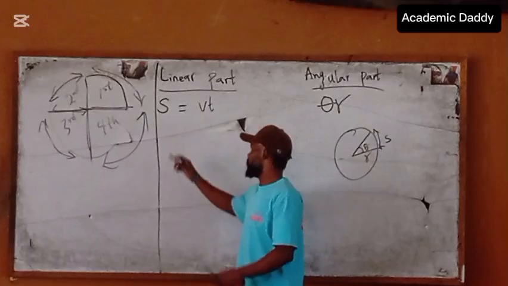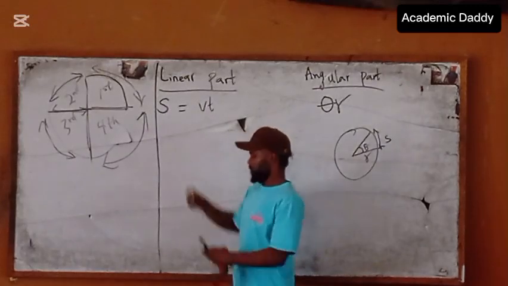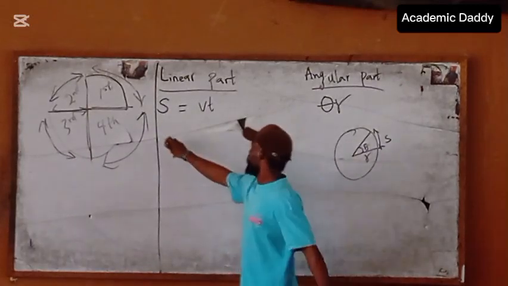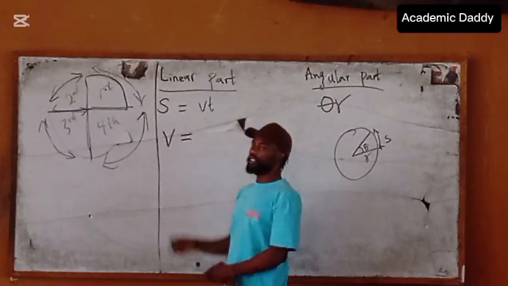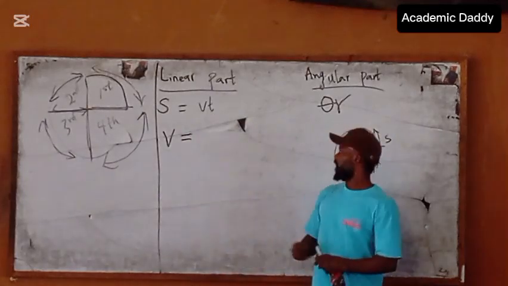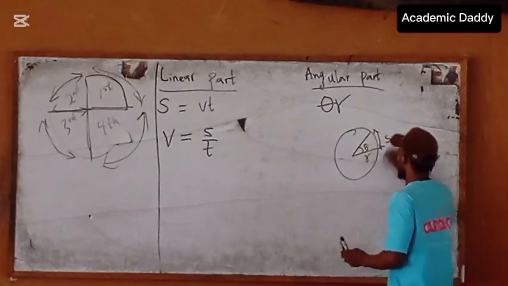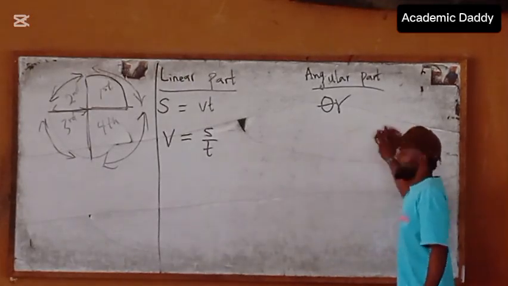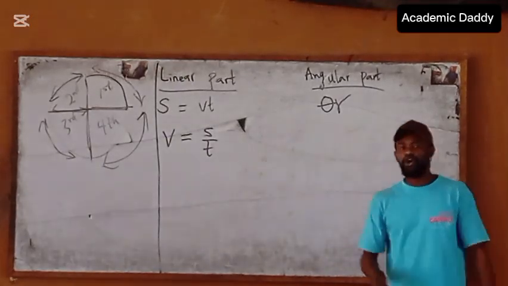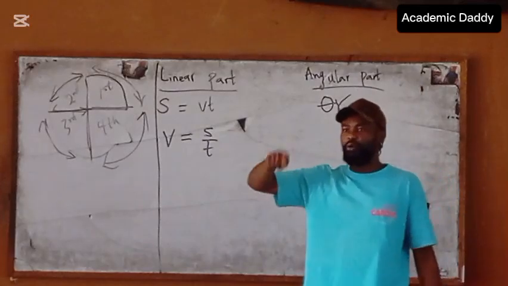Alright, let's now go to the velocity part. We know that velocity in linear motion is going to be S over T. Is it not true? Now, velocity in circular motion is not called velocity. It is represented with W.